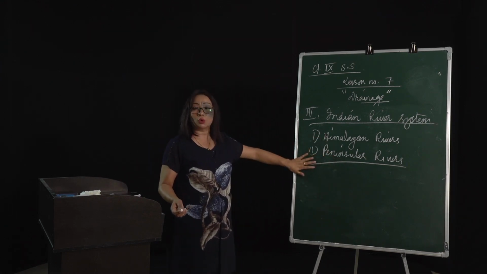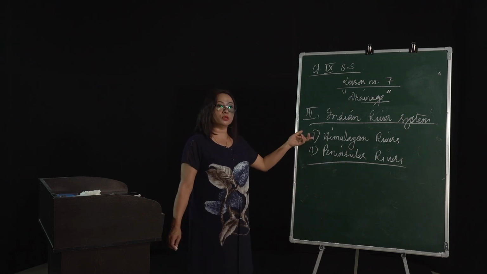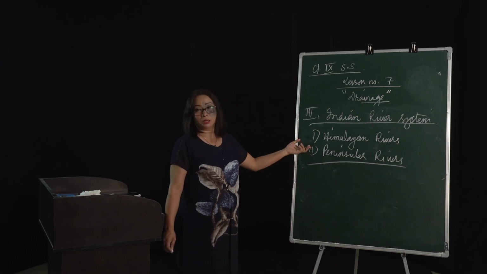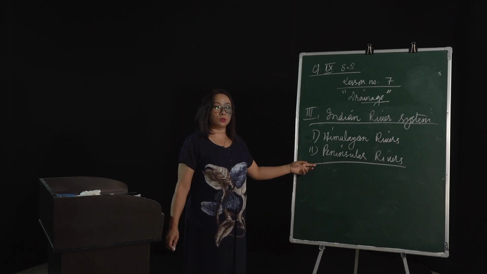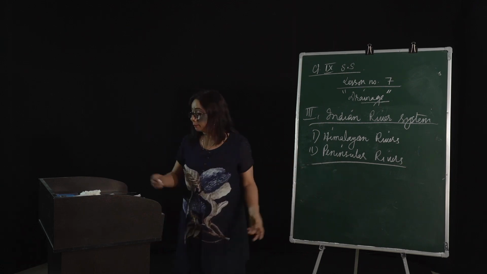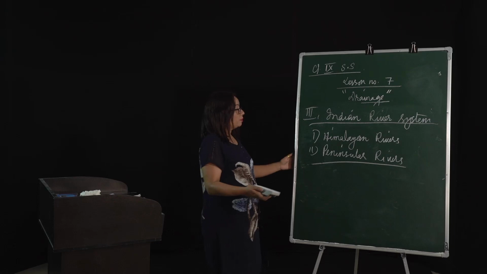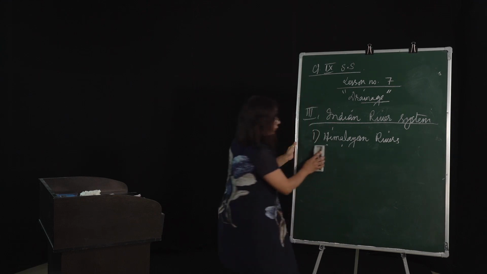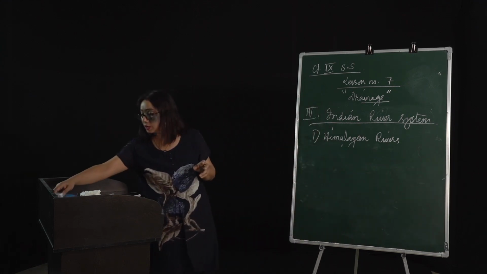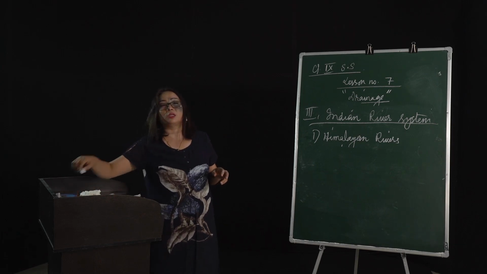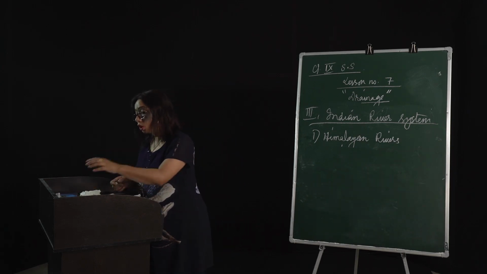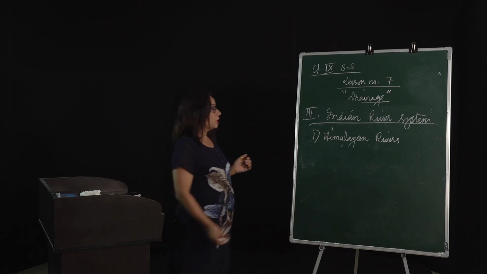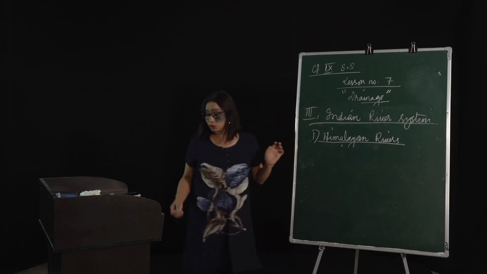So I will first discuss the Himalayan rivers, their features and characteristics, and the basins made by the Himalayan rivers, and then we will do the peninsular rivers separately so that you can understand clearly. So we will concentrate on Himalayan rivers. Why Himalayan rivers? As the name suggests, Himalayan rivers start in the Himalayas, the lofty, tall and big mountains. The river starts here, and because of that it is called the Himalayan rivers.